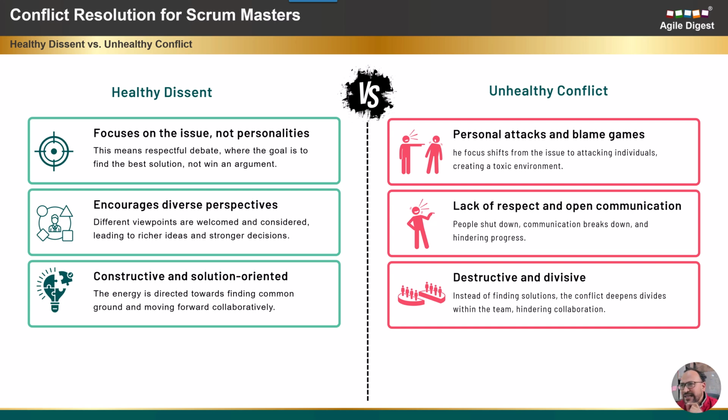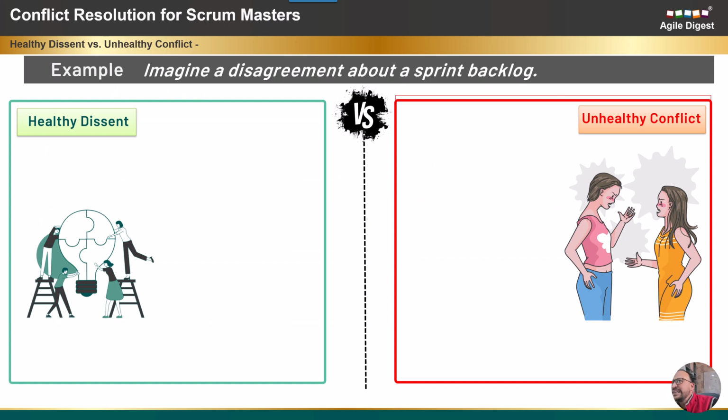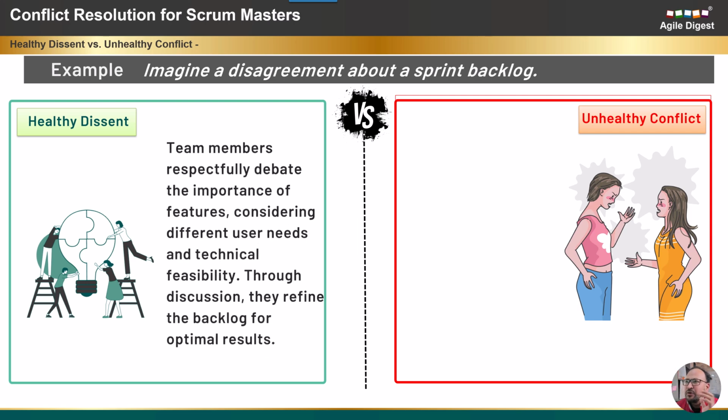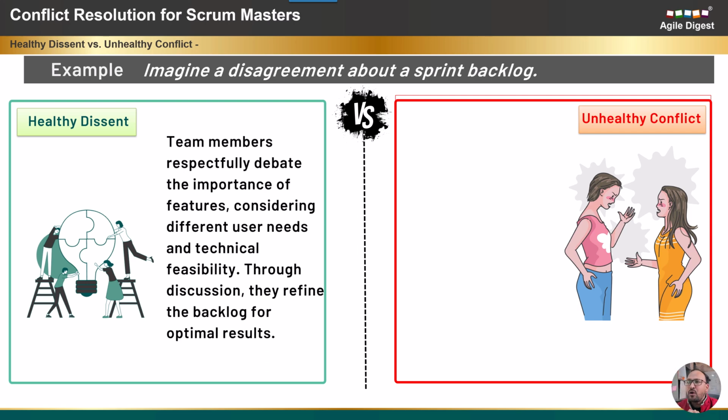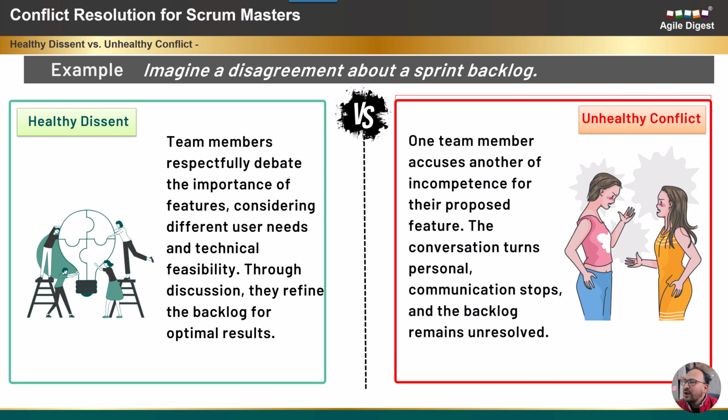We'll quickly look at an example of this. Imagine a disagreement about a sprint backlog. How can it be a healthy dissent? Team members respectfully debate the importance of features, considering different user needs and technical feasibility. Through a decision, they refine the backlog for the optimal result. But it can turn into unhealthy conflict when one team member accuses another of incompetence over their proposed feature. The conversation turns personal, communication stops, and the backlog remains unstable. So that's a very high-level view of conflict.